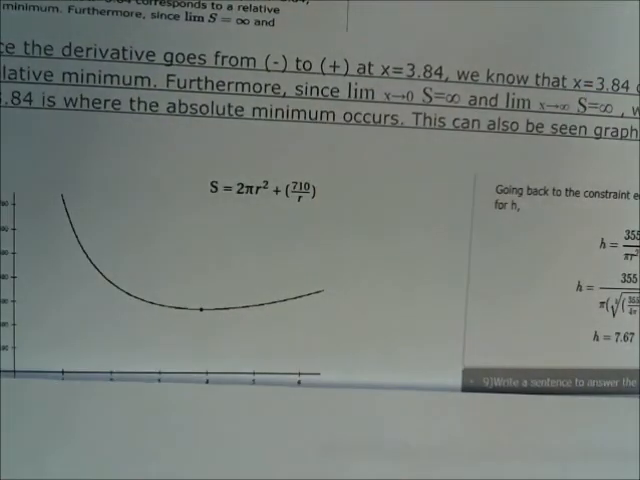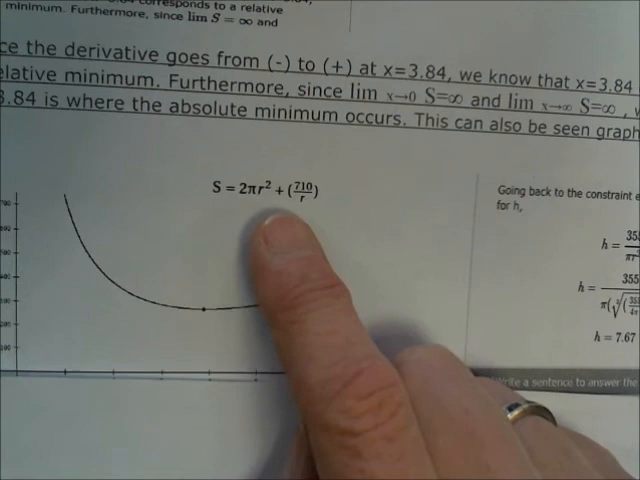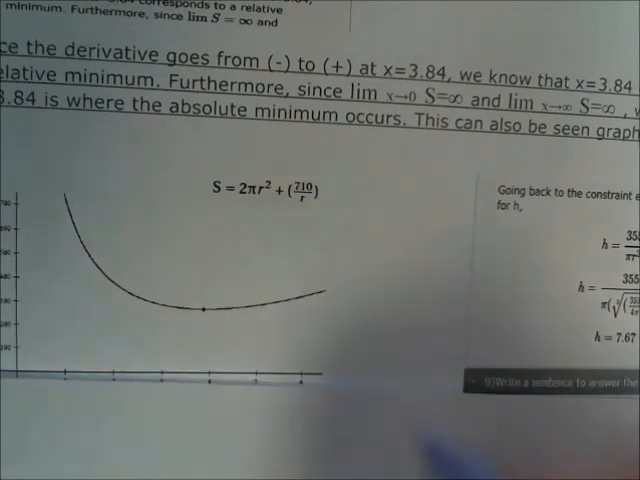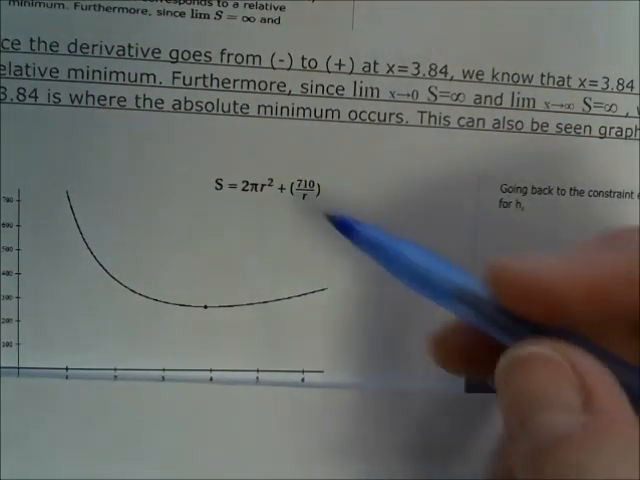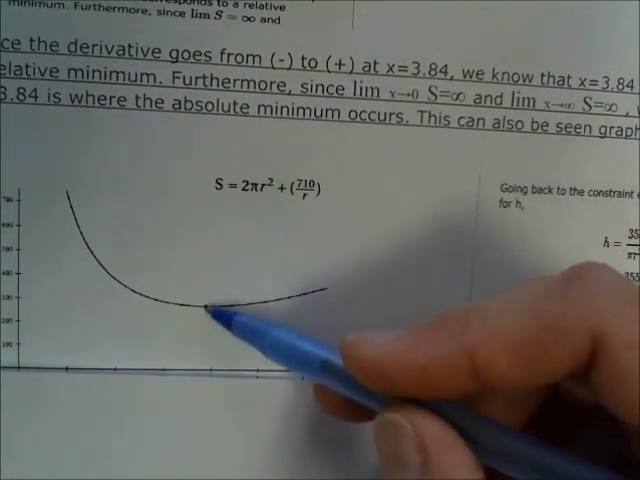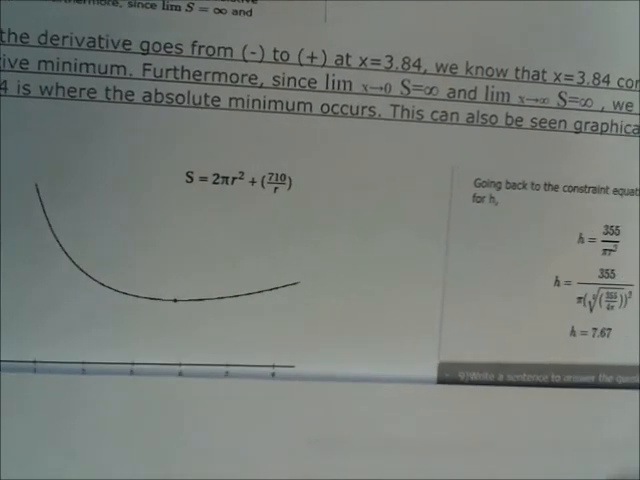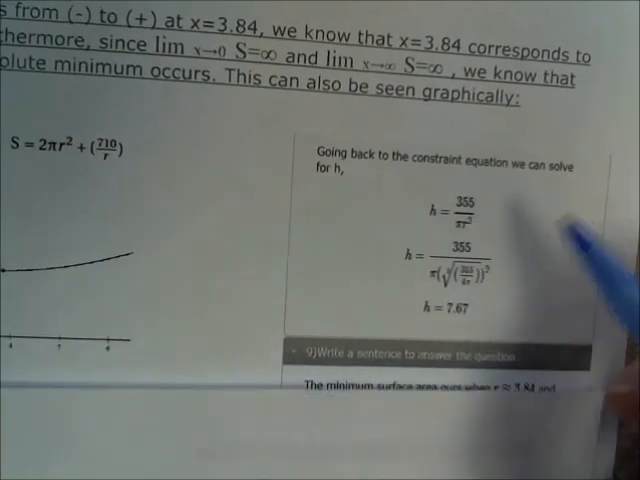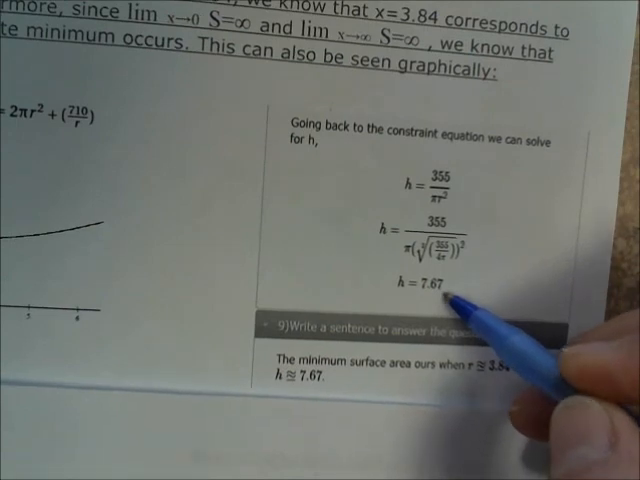You can also look at the graph of this. If you put into y equals 2 pi x squared plus 710 over x, this is the original surface area. You can get a minimum surface area from the graph if you do second calc min. And so now we have to go back to the constraint equation so we can solve this for h. But we know what r is, we can put that in. And our height is 7.67.